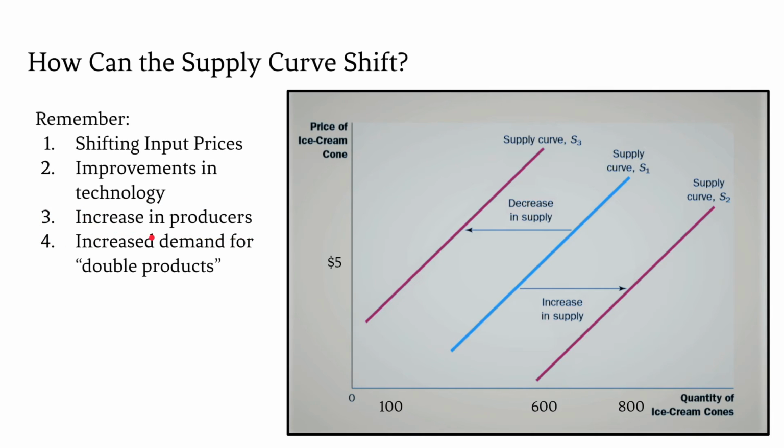And finally, increased demand for double products, or joint products, as you could also call them. If you're thinking of a joint product, think of beef and leather. They're both produced from the same kind of input, right? Cattle can produce both beef and leather.